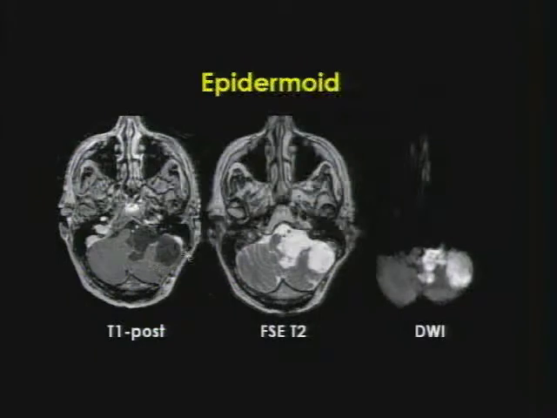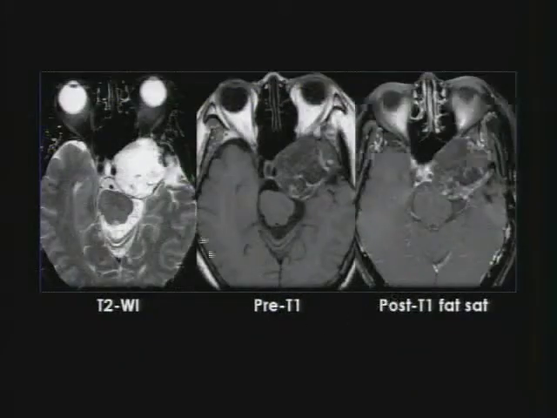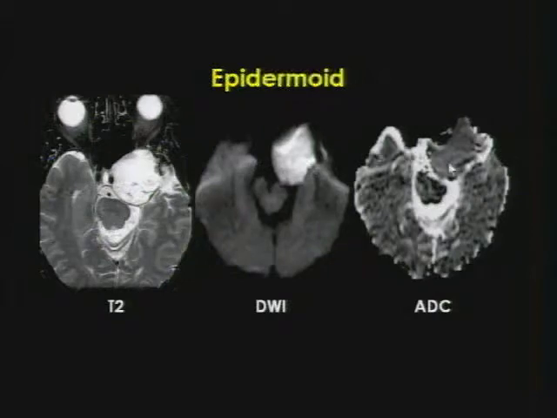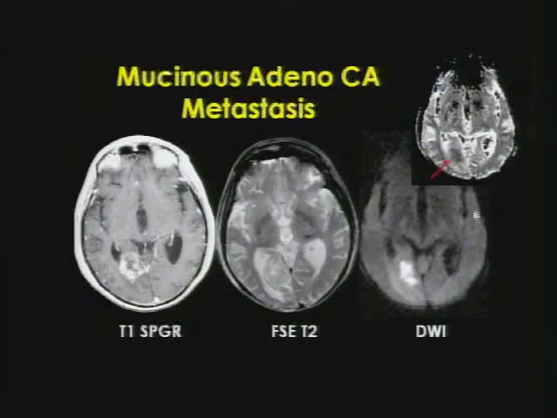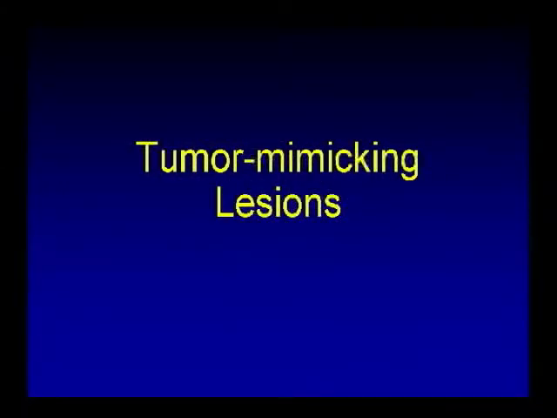Here is a classic epidermoid showing you an extraaxial lesion, follows CSF signal, does not enhance, but markedly reduced diffusion, diagnostic of epidermoid. Here's another example of an extraaxial middle fossa mass, completely reduced. This is epidermoid. Here's a mucinous adenocarcinoma metastasis that has markedly reduced diffusion.